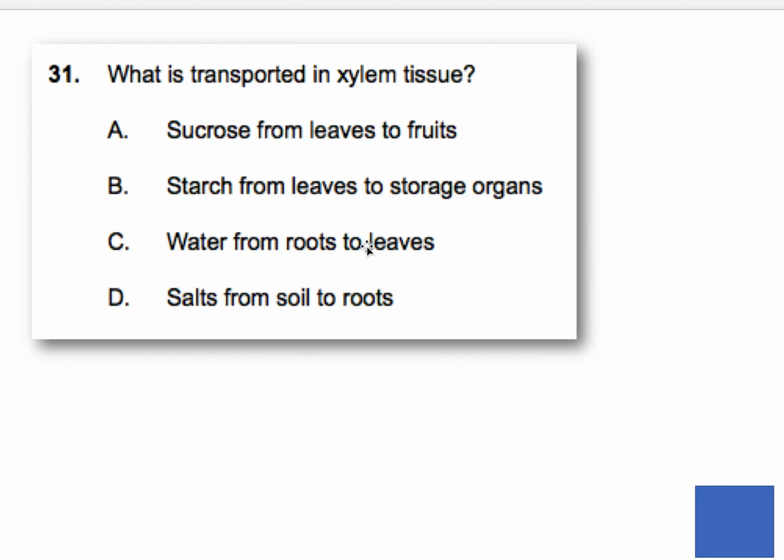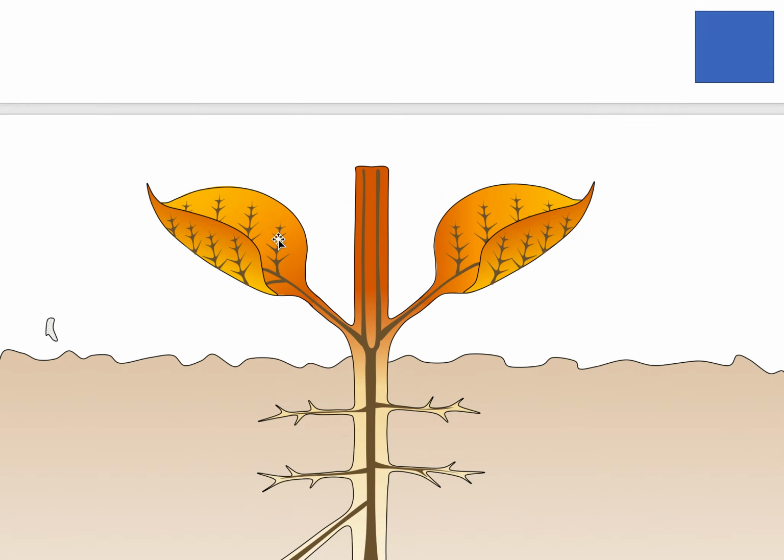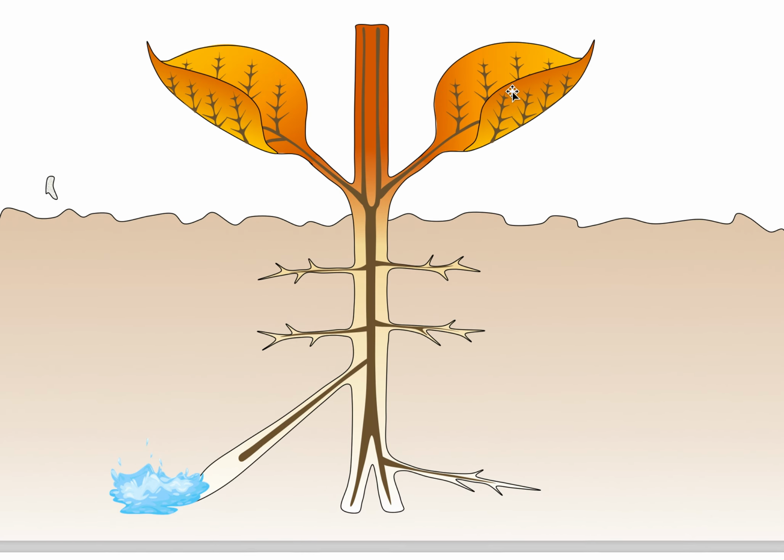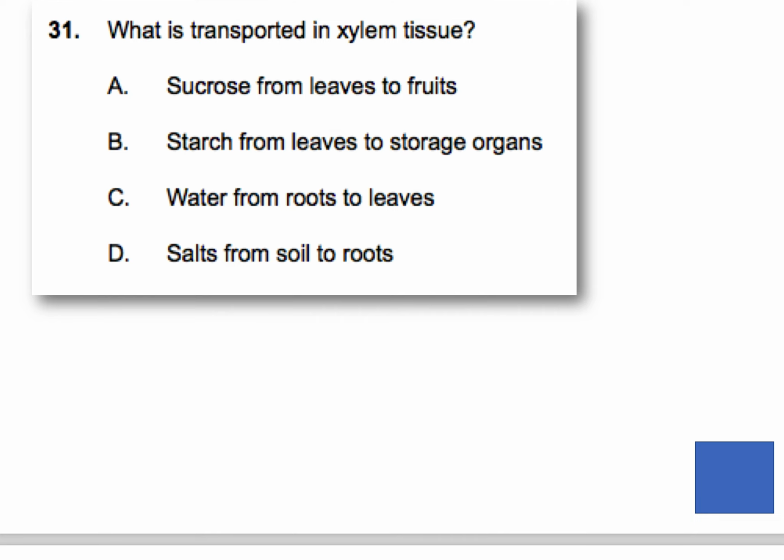C, water from the roots to the leaves. So this makes sense because we're talking about water from the roots all the way up towards the leaves. This is the main job of the xylem. So we're probably going to go with C, okay? But let's eliminate and make sure it's not this last one.